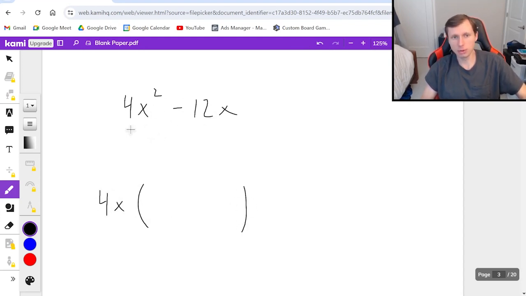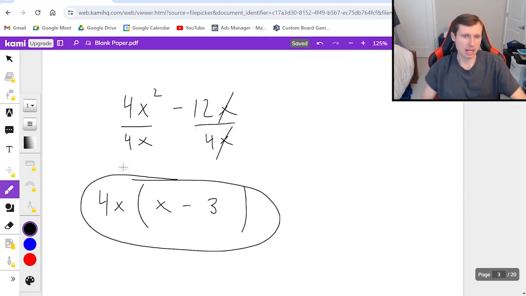And if I divide both of these things by 4x, the first one, everything cancels except an x. And 12x divided by 4x is going to be minus 3. No x because the x's cancel. So then this is the solution here. And if you miss the 4, pulling out the 4, I don't want to say that you're completely wrong, but this is the best answer.